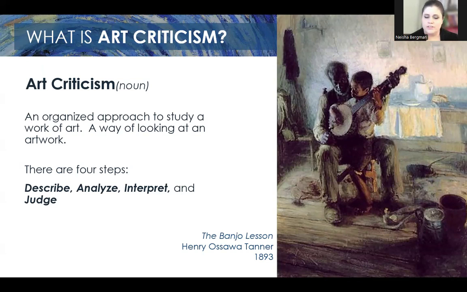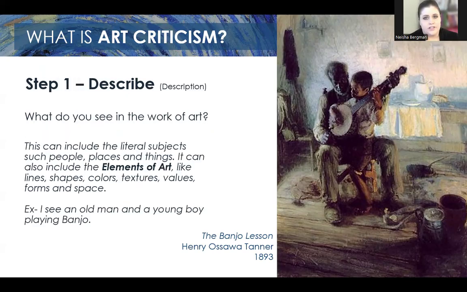And if you look at your notes, you got 4 little sections labeled for this. So you're going to write down all those parts and pieces. The artwork we're looking at is The Banjo Lesson by Henry Ossawa Tanner. It was painted in 1893, and we're going to actually apply these pieces to that artwork. So the first step is to describe it, and it is that simple. Tell me what you see, and that's what you need to write down in the notes. What do you see in the work of art?